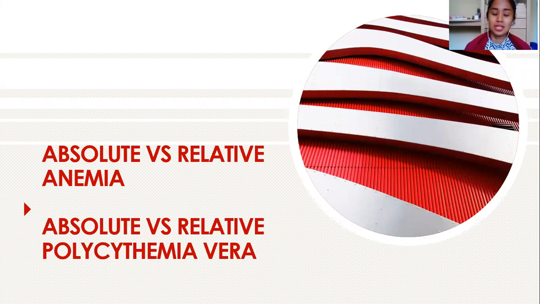So you have to differentiate, actually nasa notes nyo naman, between absolute and relative anemia. Pero just a review, isn't it that we also discussed the difference between absolute versus relative polycythemia vera? Pag sinabi nating absolute anemia, there is a true decrease of the red cell mass. Talagang totoo. Bumaba yung red cell mass natin.